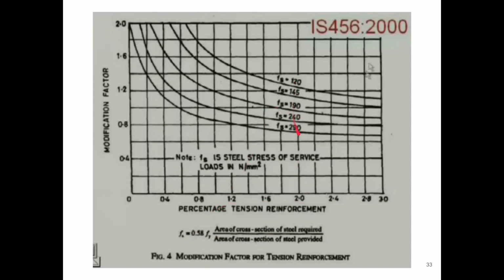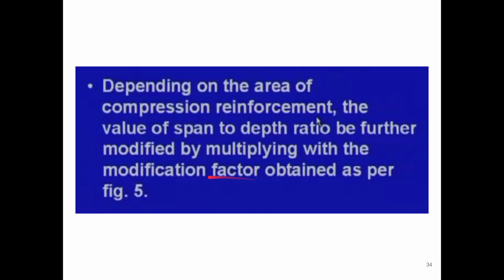If it is exactly this value, fine. If it is between these, we need to interpolate. Taking the percentage tension reinforcement, which is pt, where pt is equal to Ast by bd into 100, and taking the value of fs, we get the modification factor, which we have to multiply. So that is for tension.